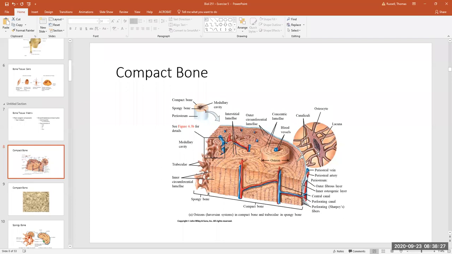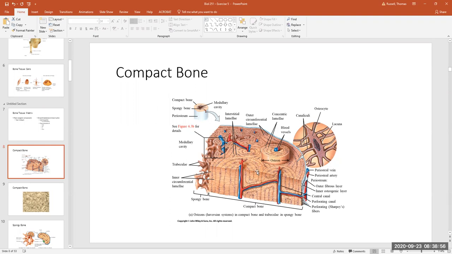Now, notice that the plasma membrane of these mature osteocytes has these extensions. Those extensions go into little canals that perforate through the compact bone. Those little canals are seen as these little hair-looking structures in between the lamellae. And so those little canals are called canaliculi. That just means small canal.